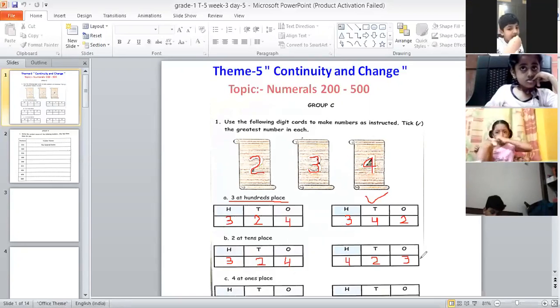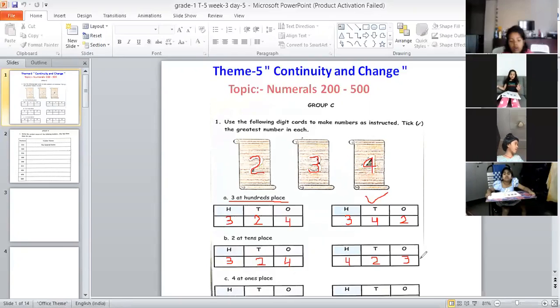And what is the first number? 2. I'm talking about the second bit. In the second bit, we have two numbers. The first one is 324. Next is 423.